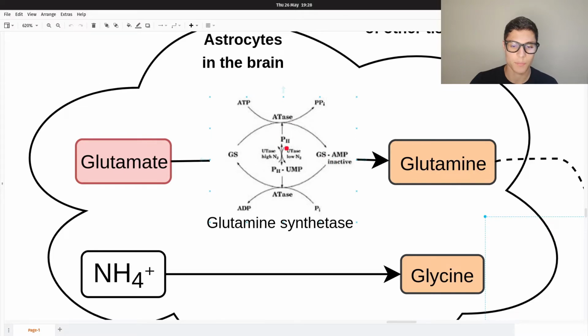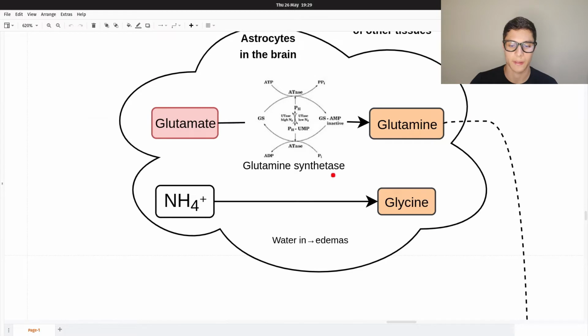And we have the protein 2. The protein 2 is going to stimulate this step to occur. But if the protein 2 is bound to the UMP, it will do the reverse. It will inactivate the ATase and it will remove the AMPs, activating the glutamine synthetase. So from glutamate we create glutamine.